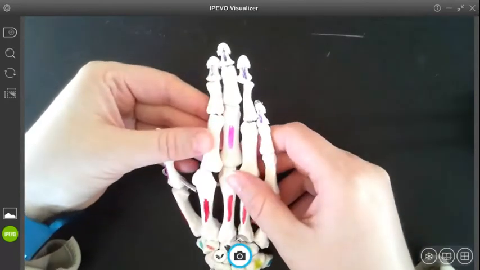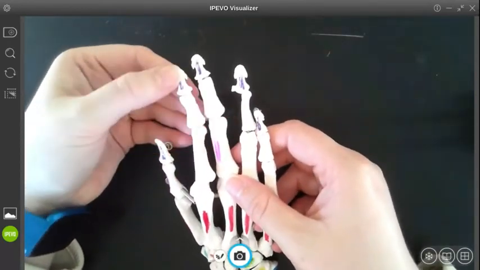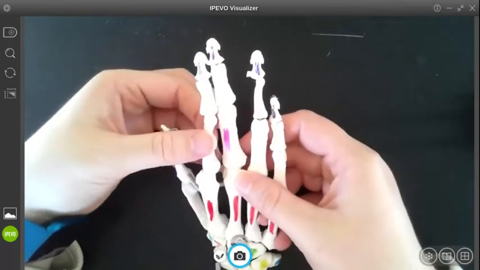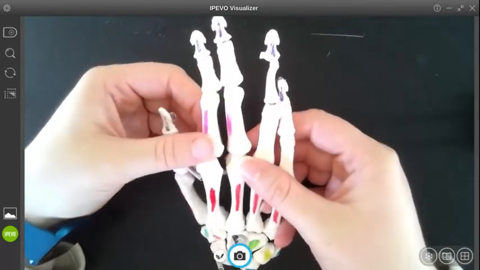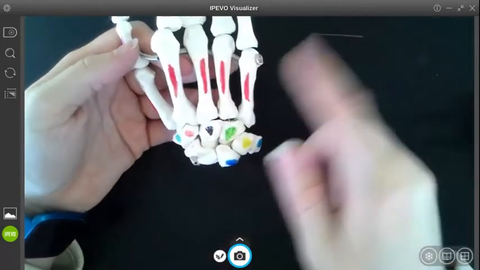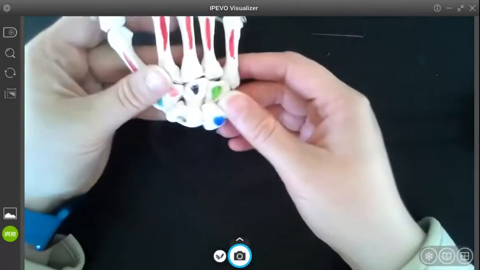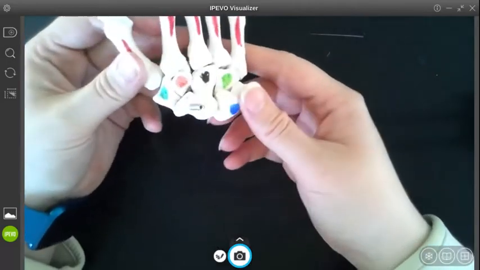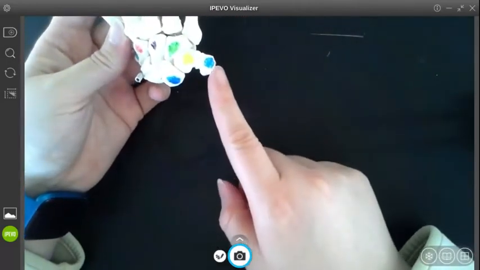We have 3 phalanges. We have distal phalange, middle phalange, proximal phalange, and that makes up the fingers itself. The bones of the palm of the hand, these are metacarpals. And then we have the carpal bones down here. This one is called the pisiform.